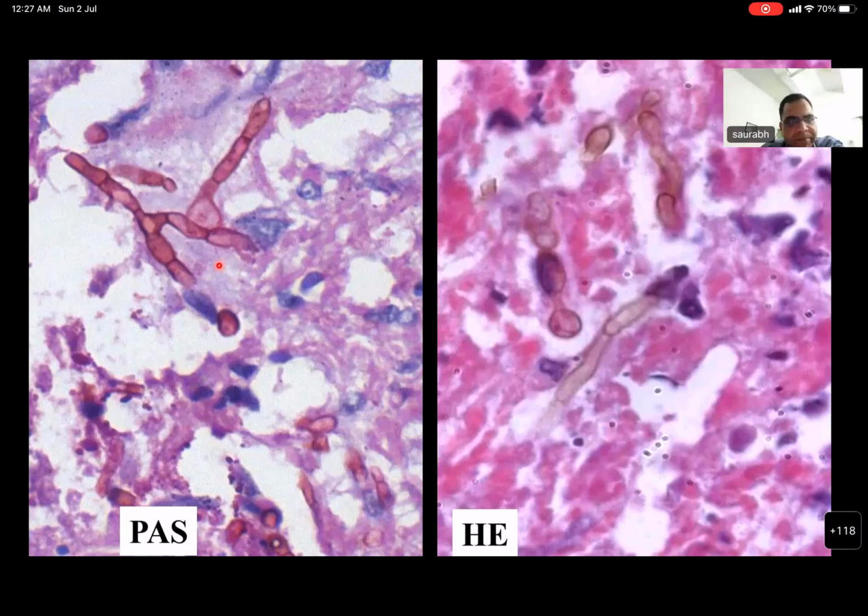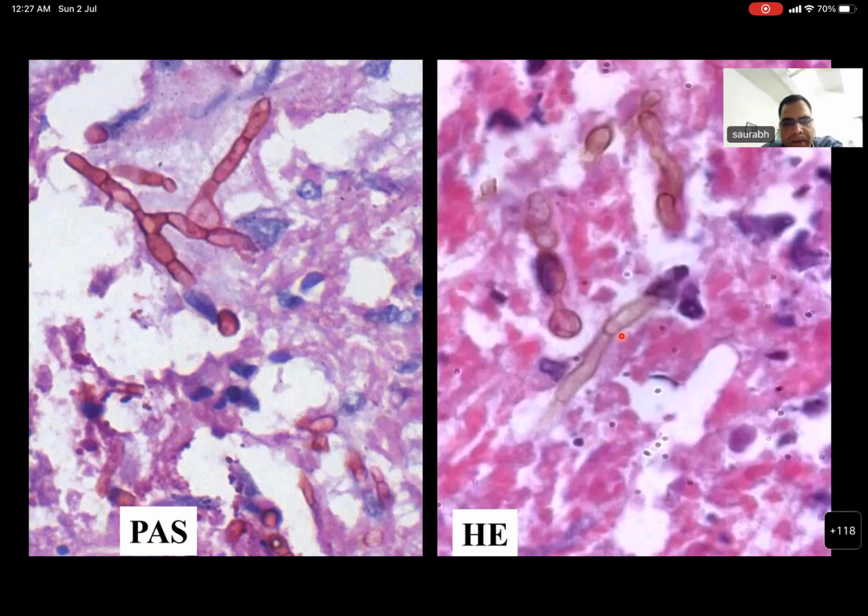PAS is showing multiple septate fungal hyphae. Few are branched. Very good. What kind of branching? Acute angle branching. Good. Okay, so septate, yes. Branching, yes. Acute angle, yes. And then? Pigmented, ma'am. Brown pigment, yes. They are pigmented, they have a brown pigment.